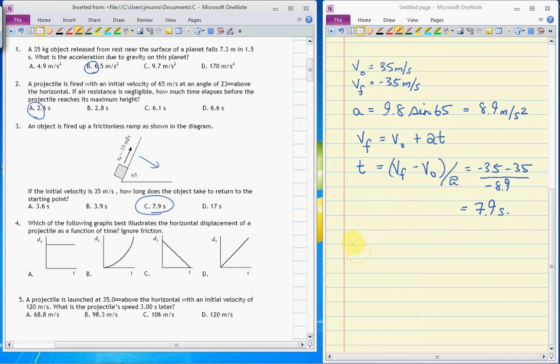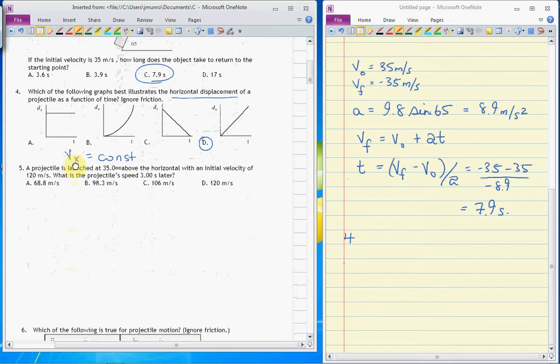Question number 4. This one's really just understanding what's going on here. Since the horizontal displacement is what's in question here, we have to remember that since the horizontal component of the velocity is constant, we should expect a linear relationship when it comes to the displacement. So our choice is clear. We have to pick D.